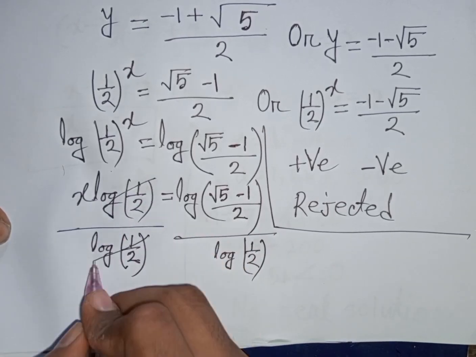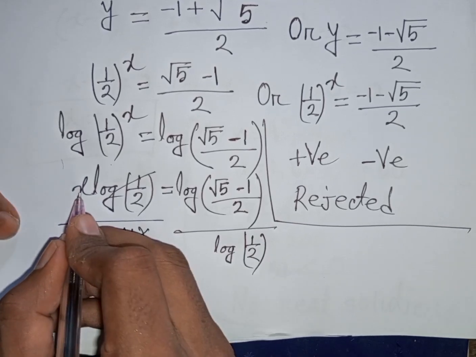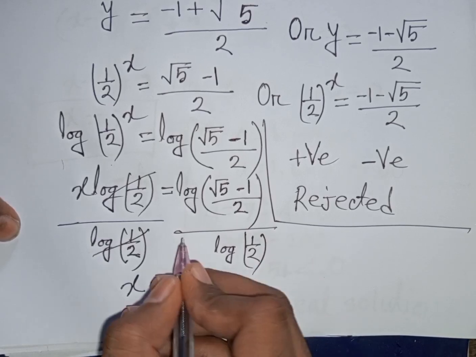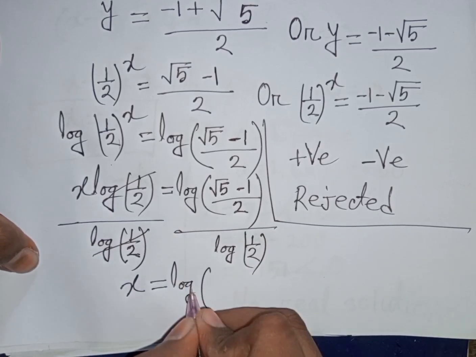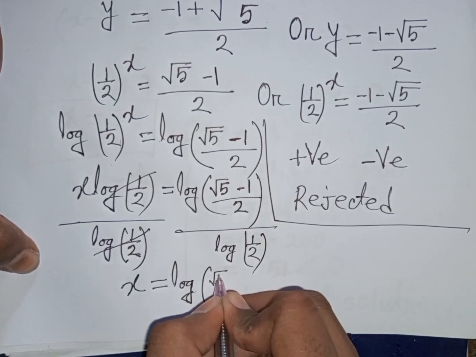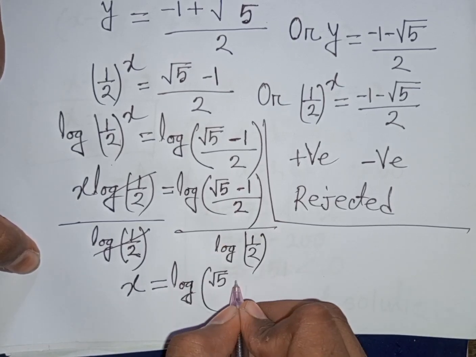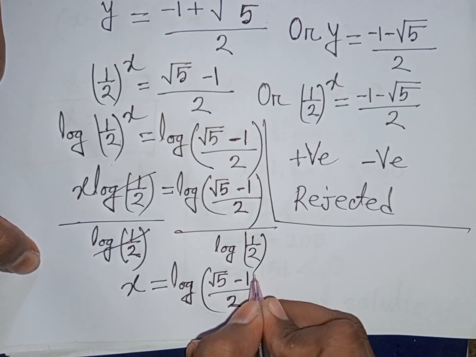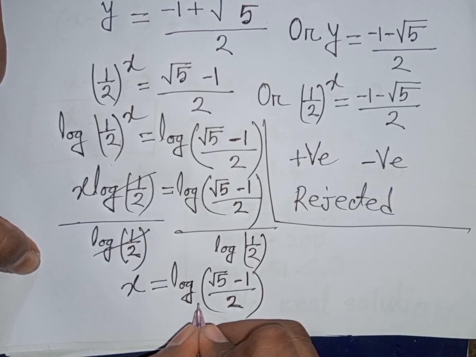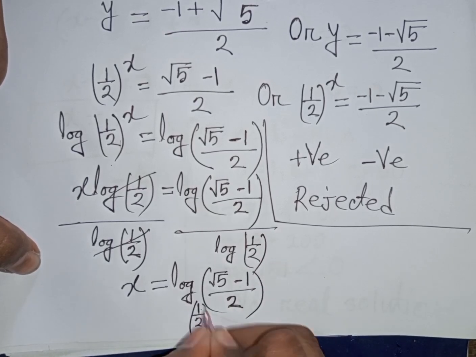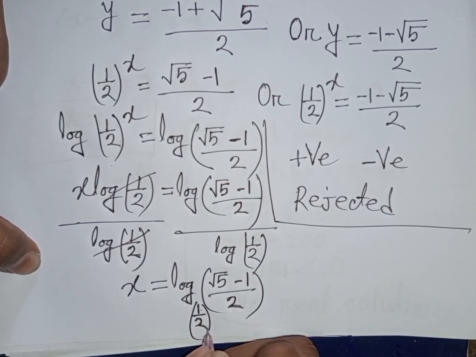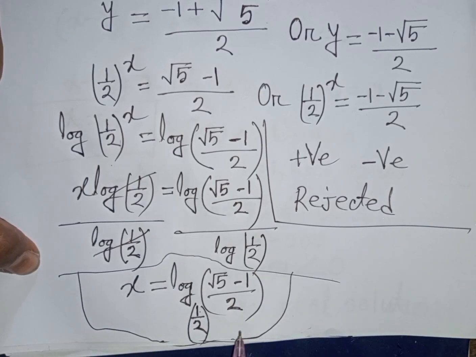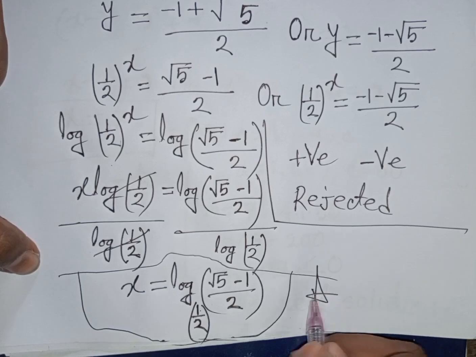So this log of 1/2 and this log of 1/2 will be cancelled. So here x will be equal to this divided by this, that means it will be log of (the square root of 5 minus 1) over 2, with base 1/2. So this is the value of x, so this is our final answer.